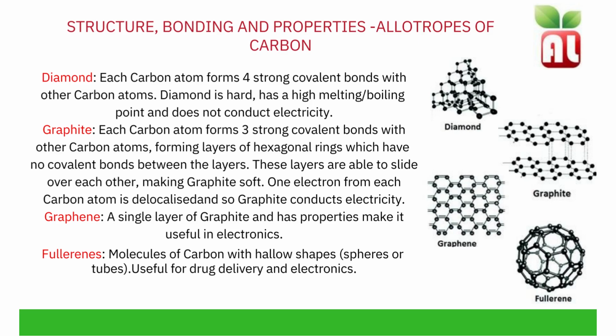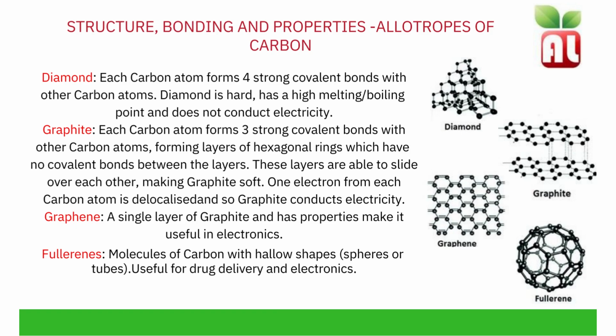Allotropes of carbon. Allotropes of carbon are different forms of how carbon can bond to itself. The different forms of carbon are diamond, graphite, graphene, and fullerenes.